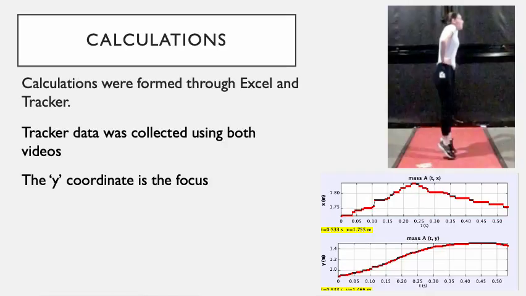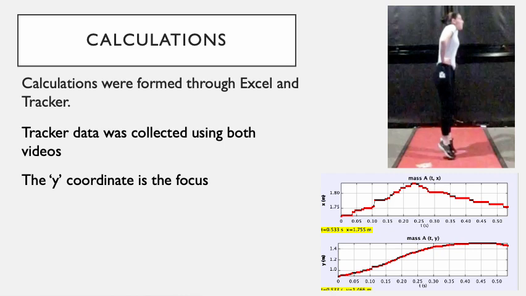Calculations. The difference in vertical velocities between the counter movement jump and the exaggerated arm swing counter movement jump was calculated using the tracker software, Excel spreadsheets, and relevant formulas. Before filming, a marker made of sticky tape was placed on the subject's hip. This was necessary for the tracking process, and vital when determining the results.